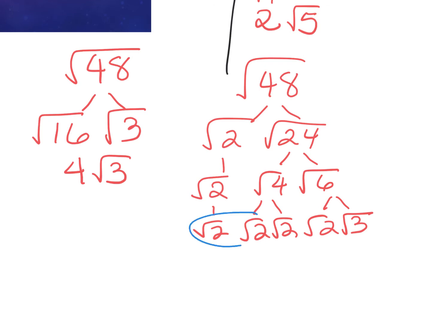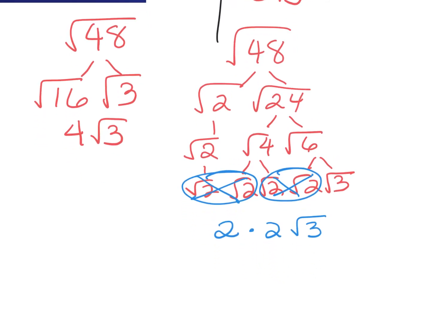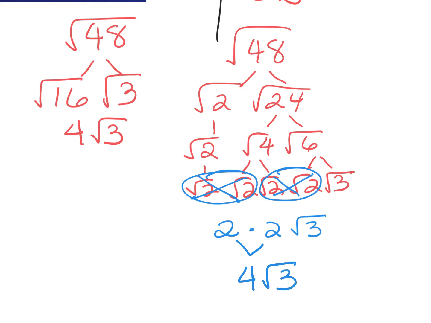Now that I have all prime numbers, I'm going to look for pairs. I've got a pair of 2's, so I take the 2 out of the radical. I've got another pair of 2's, I take a 2 out of that radical, and now the 3 has nothing to pair with. He stays underneath. Everything that came out, I multiply back together, and then I leave the 3 underneath. Notice it was the same answer as starting out with 16 times 3.